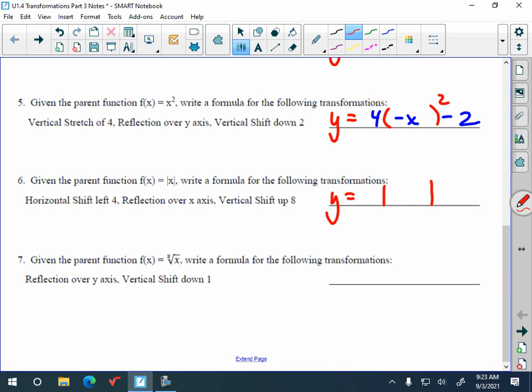All right, so left 4, that means it's going in the negative direction. So we switch it to put it on the inside of the parentheses. So it should be x plus 4. That means it's going left 4. Reflection over the x-axis means that we have to have a negative in front. Up 8, that means it's going to be a plus 8 at the end.